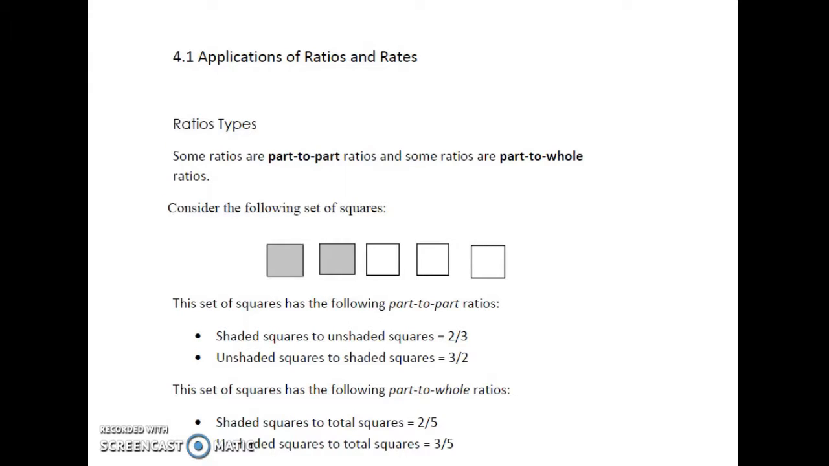In this video, we are learning about the applications of ratios and rates. Ratio types. Some ratios are part-to-part ratios, and some ratios are part-to-whole ratios.